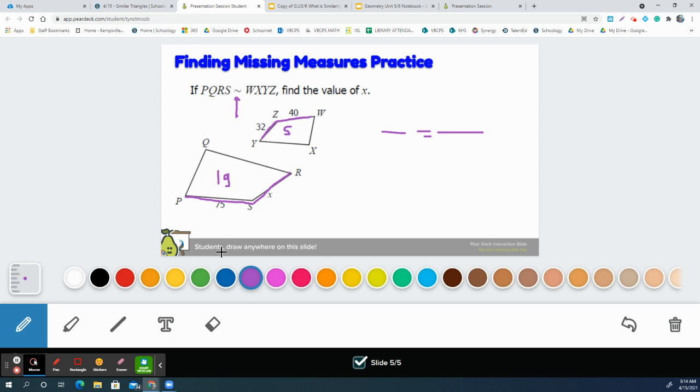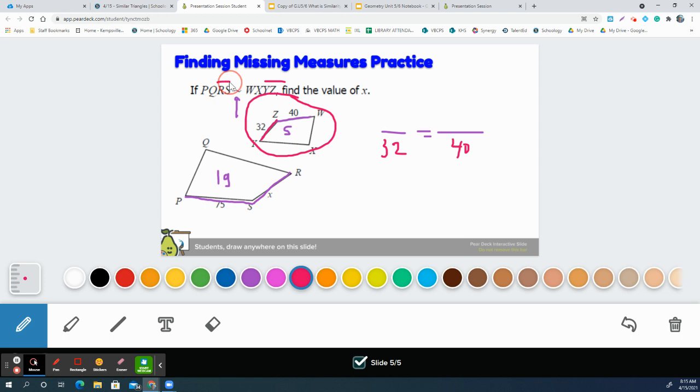What numbers would you start with? There's no right or wrong answer here. You just have to make a decision. The small ones, I hear somebody, or I see somebody say. So if I start with a small triangle, let's do 32 and 40. Once we make that decision, now what comes next has to be true. So YZ goes with what?